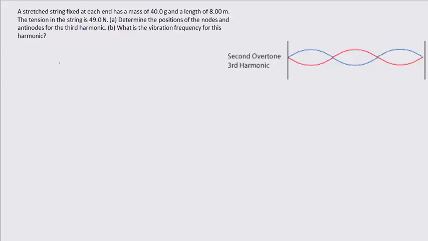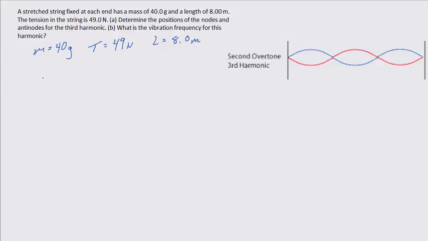So we can start by summarizing the information we're given. We're given that the mass is equal to 40 grams, the tension in our string is equal to 49 newtons, and the length of our string is 8 meters. And we're asked to solve for the frequency of the string as well as the position of the nodes and antinodes. So first, we need to determine the wavelength of our string.